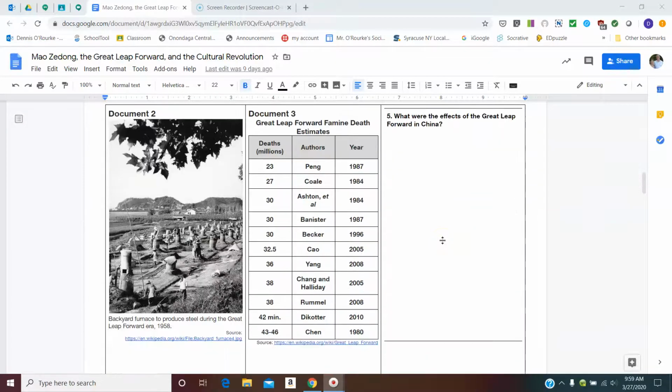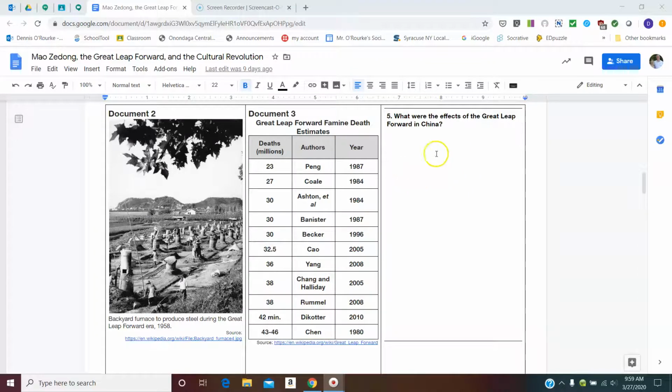And you can see the results of this famine in the document on the left here, the chart. These are the estimates of deaths, and you can see that they're all over the place. They're from different points in time as people have studied this. As few as 23 million, as many as 46 million. So needless to say, the effects of this were disastrous.